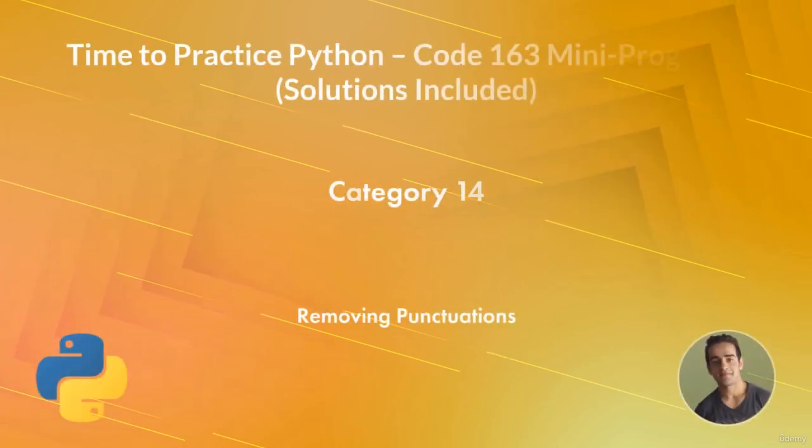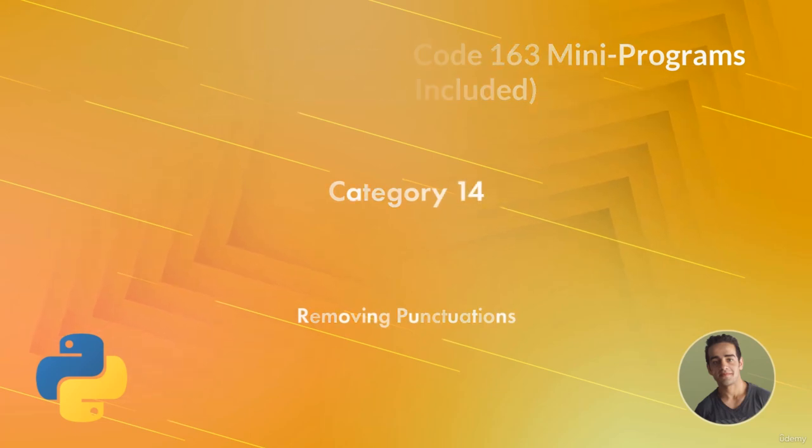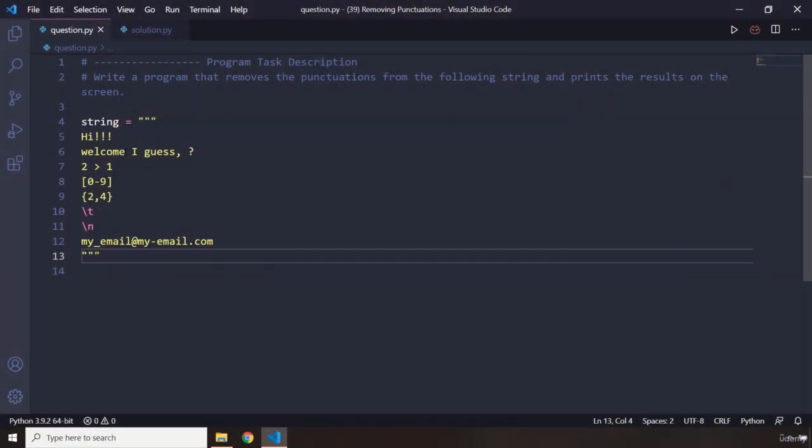Hi everyone, in this program you're going to remove punctuations from a string. So here we have this string where there are a lot of punctuations like brackets, line breaks, tabs, new line, and question mark and all of that stuff. Now you need to write a program that checks the string and removes the punctuations from it.